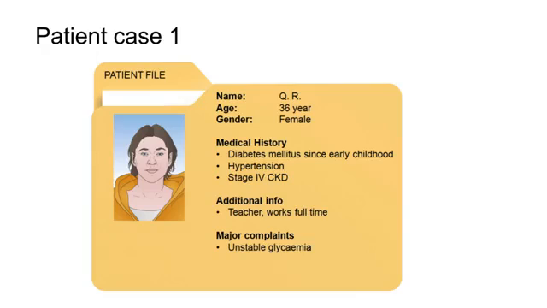So the first patient is a 36-year-old female with diabetes mellitus since early childhood. Insulin treatment was started after the diagnosis. She developed hypertension and she has stage 4 chronic kidney disease with a creatinine clearance of 25 mL per minute. She can still work full-time as a teacher. Her major complaints are unstable glycemia with high glucose concentrations and sometimes also hypoglycemic events.